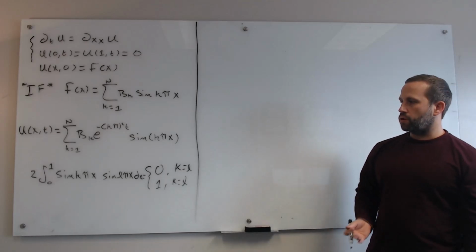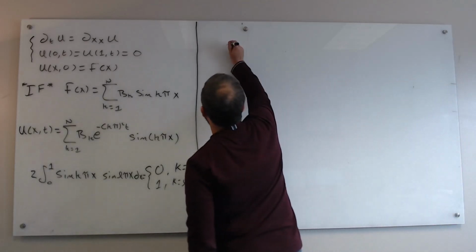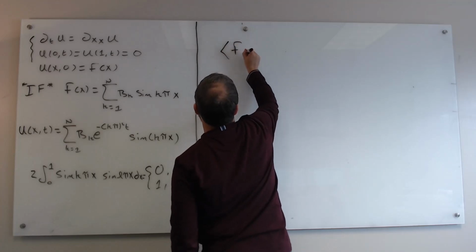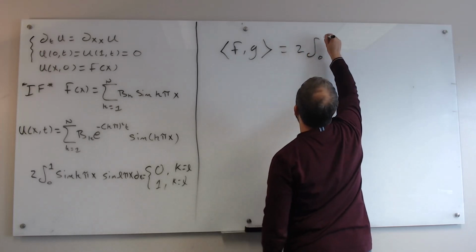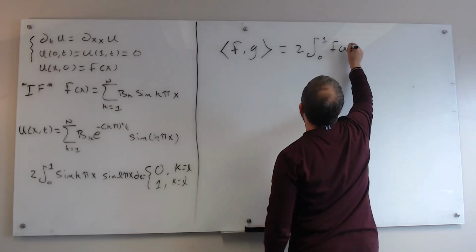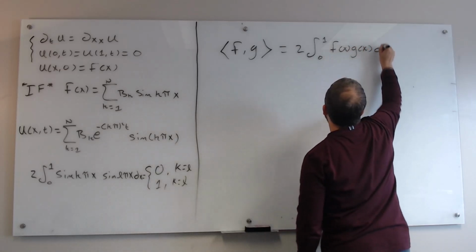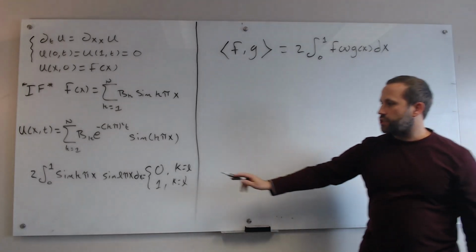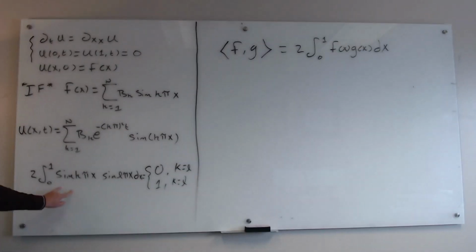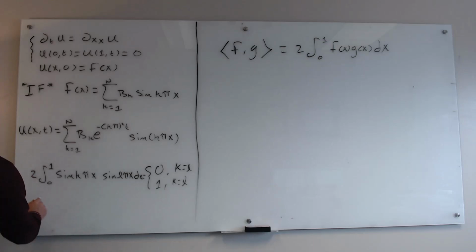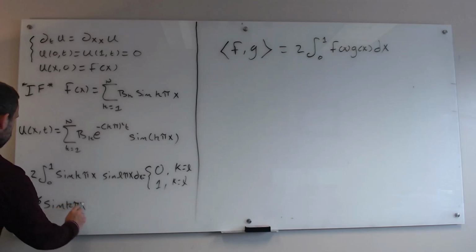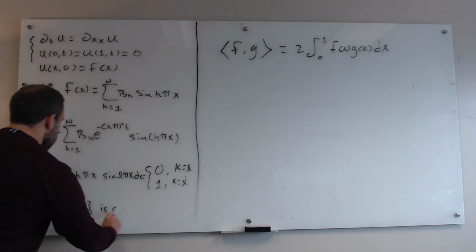So you remember from your linear algebra class that we can define an inner product, which is a generalization of the dot product in Euclidean spaces. Here it's going to be equal to 2 times the integral from 0 to 1 of f of x g of x dx. And so this right here is just the inner product of the sine functions. So what does it mean when the inner product of two functions, or in general two vectors, is equal to 0? It means they're orthogonal. So what this means is that the sequence of sine functions, sine of k pi x, is orthogonal.